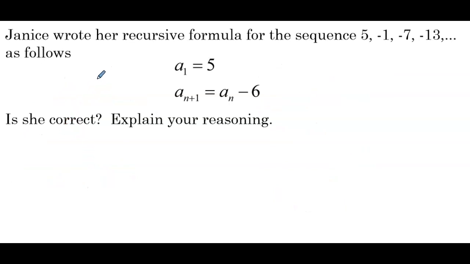Now, Janice wrote her recursive formula for the sequence 5, negative 1, negative 7, negative 13 as a sub 1 equals 5 and a sub n plus 1 equals a sub n minus 6. Now, that's almost identical to what we had, except she used a sub n plus 1 and a sub n. So is that okay? The answer is yes. She is correct. Now, why is she correct?